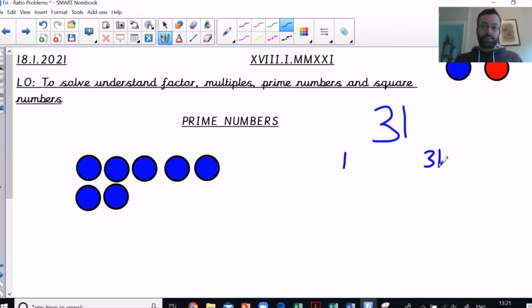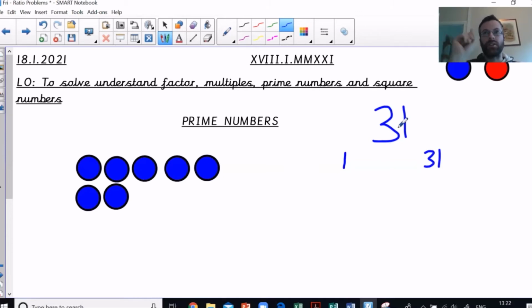And if there's anything else that I can find that goes together to multiply to make 31, then it's not prime. So 2s don't go because it's not an even number. 3s don't go because it will be 30, 33. 4s don't go because that gets to 28, 32. 5s don't go because it doesn't end in 0 or 5. 6s don't go because it ends in 6 and 0.